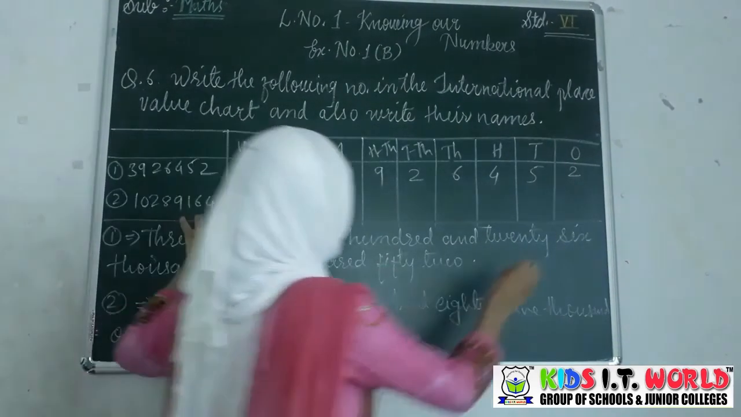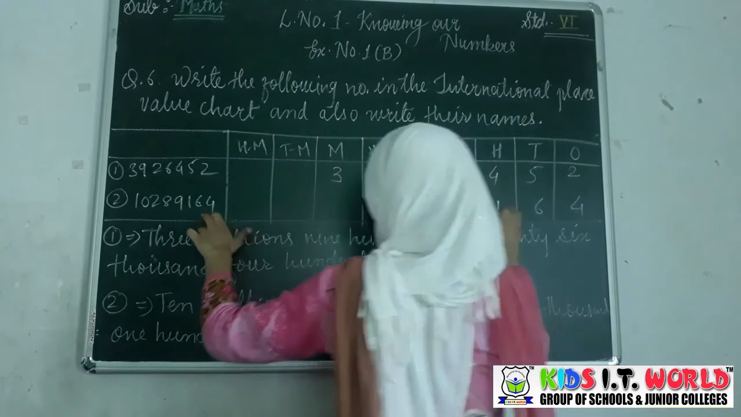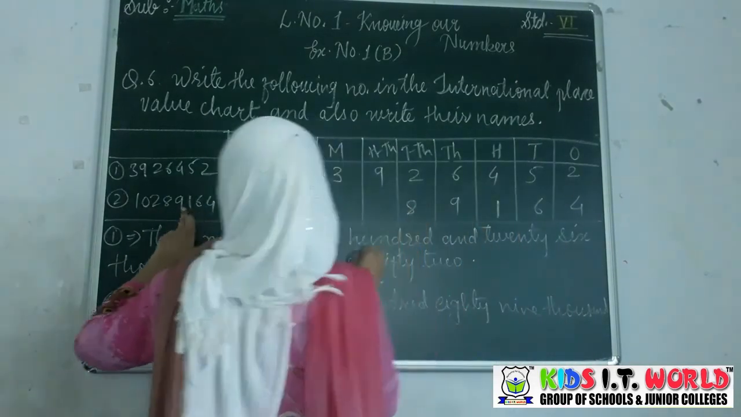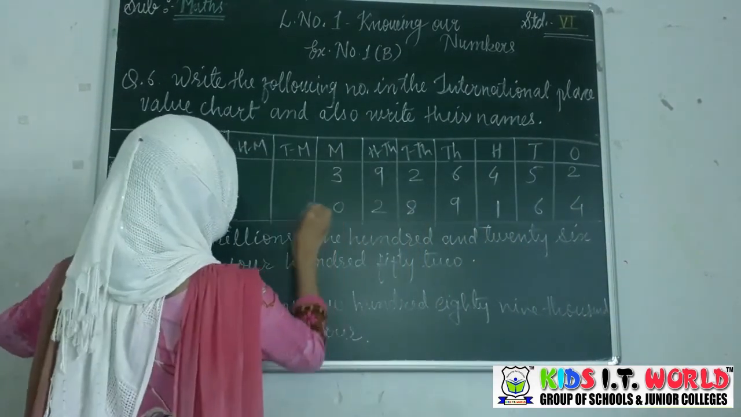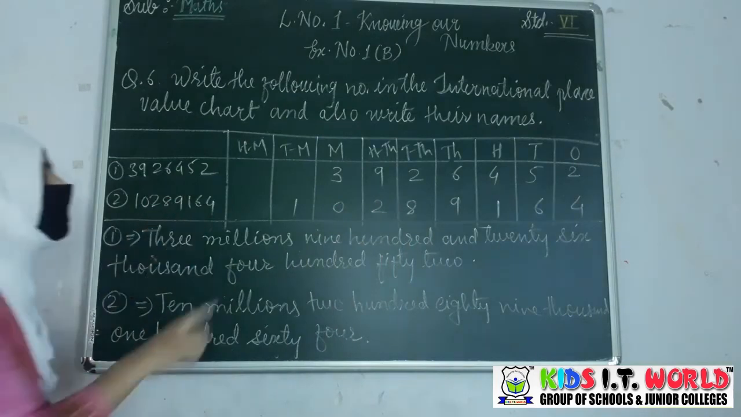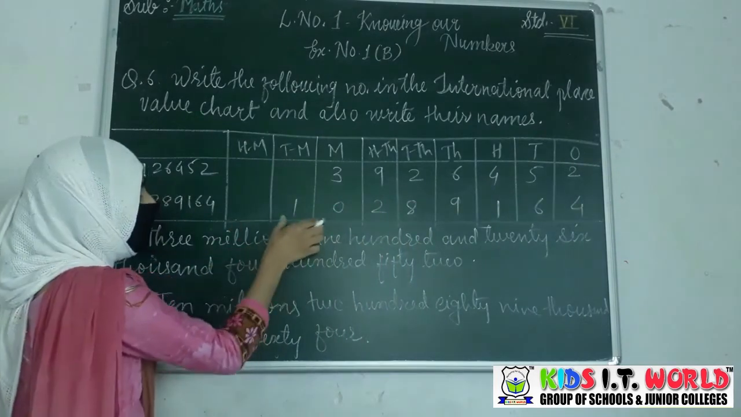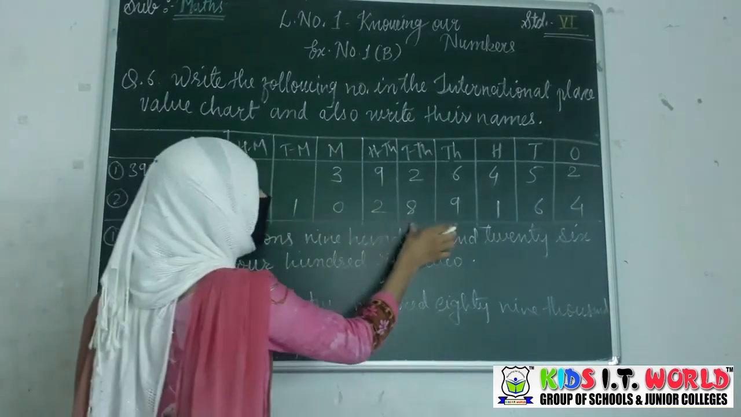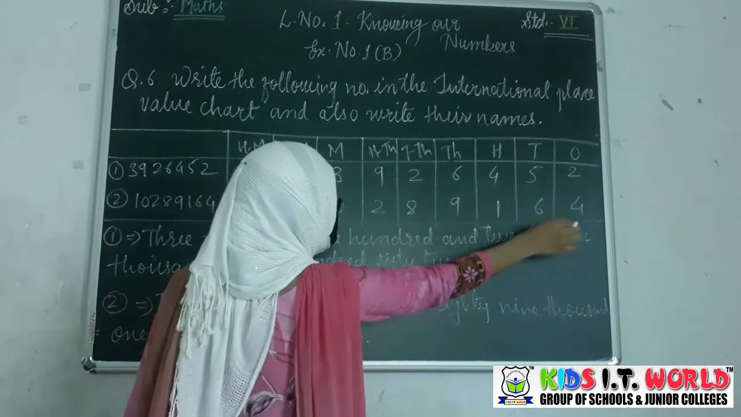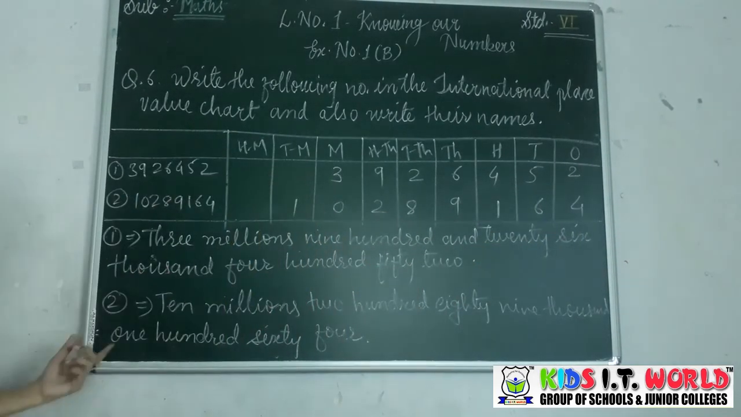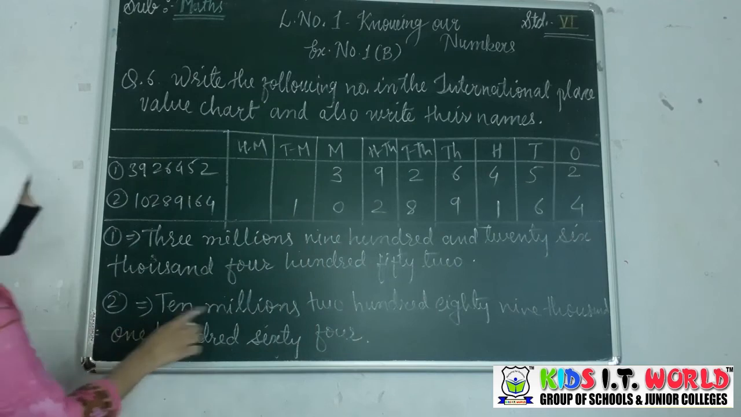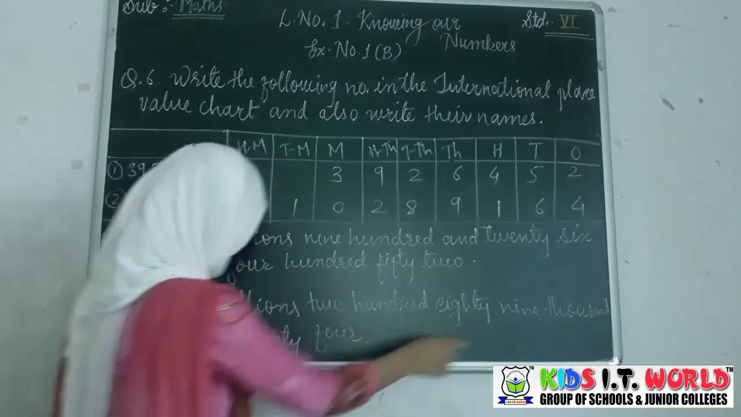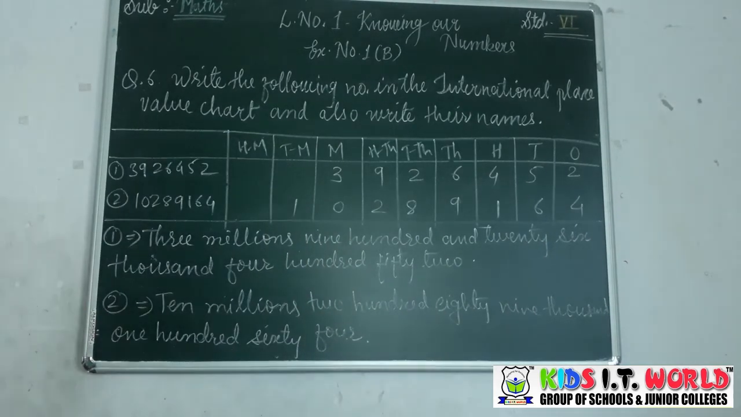So it is 4, 6, 1, 9, 8, 2, 0, 1. Here the difference is the number is starting from the 10 millions. So how will you read it? 10 millions 289,164. Just in the same way you have to write it in the wording form. So it is 10 millions 289,164. So here in this way you have to write the place value. You have to form the place value chart and write it in the wording form.